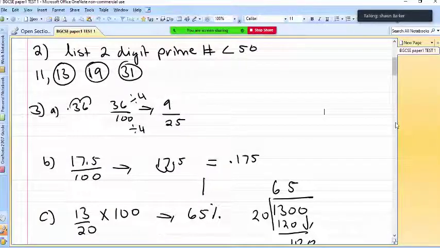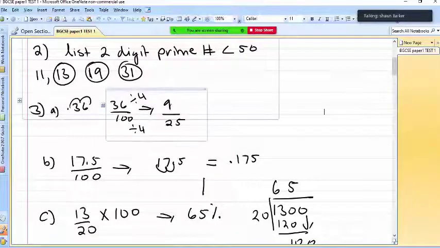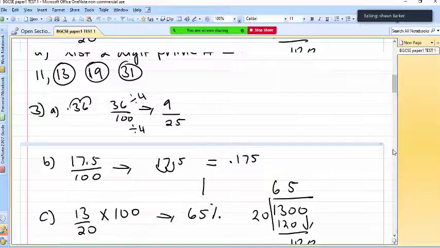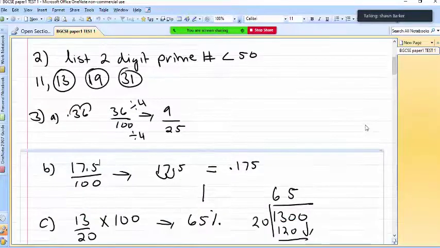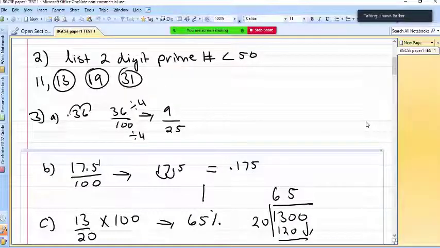would reduce. So in this case, 36 divided by 4 gives you 9, and 100 divided by 4 gives you 25. At this point, you ask yourself, well, can I reduce this any further? And the answer is no, because there's no number that can go into both 9 and 25 evenly. Because 3 can go into 9, yes, but 3 cannot go into 25. So therefore your answer would be 9 over 25.